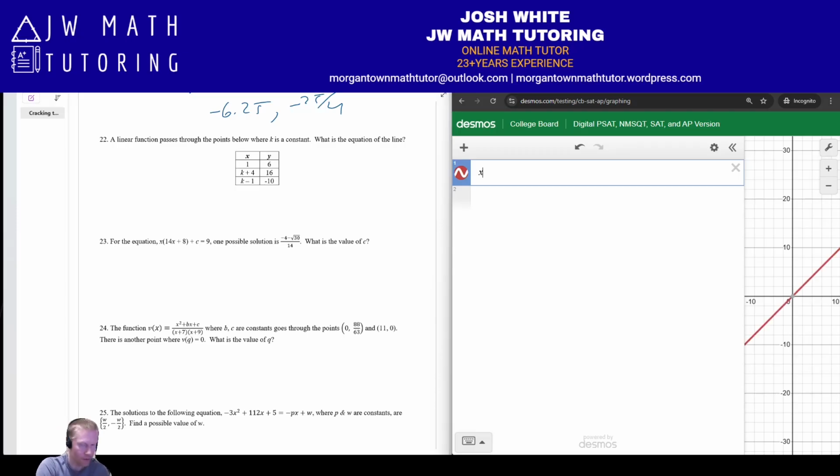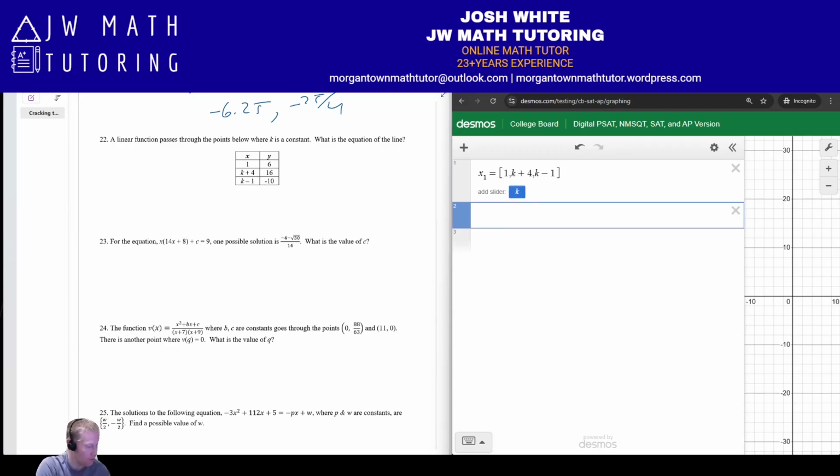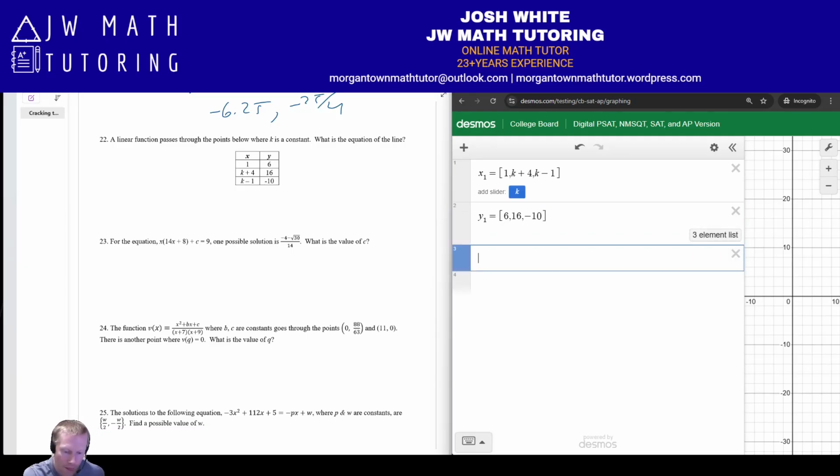So all we're going to do is define the first point's x values in a list. And we are not going to add a slider for k. We don't need to do that. Then we're going to do the same with, whoops, forgot to start the brackets. So let's put that here. The y1 values. Now we just have to do basic linear regression.